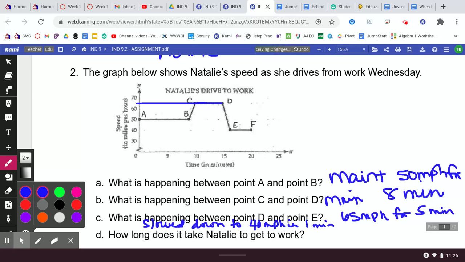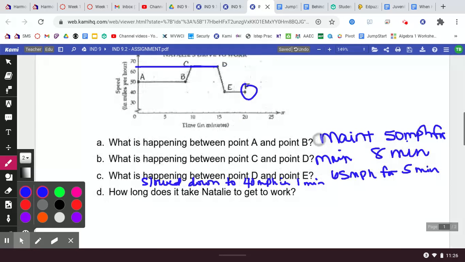Okay? How long does it take Natalie to get to work? Mary? Yep, 20 minutes. And it always cracks me up on these graphs. She gets to work and she's traveling 40 miles an hour. And apparently she's got some magical car that just stops on a dime. Because technically what should happen is we should have a gradual slowdown. But apparently her car can just go from 40 miles an hour to 0.